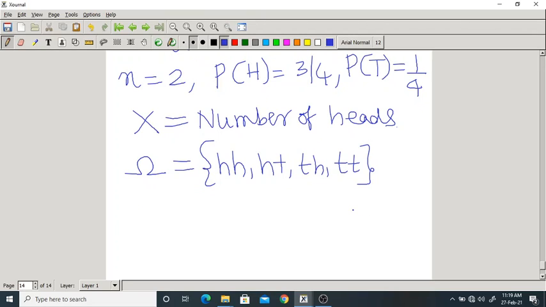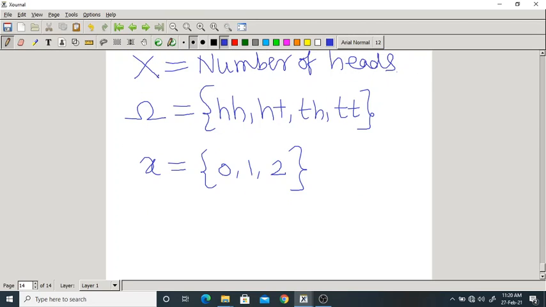Now, what are the possible values of small x? Think of it. How many times you may get head or tail? What are the possible values of x? They are 0, 1, 2. You may get 0 heads, you may get 1 head, you may get 2 heads.